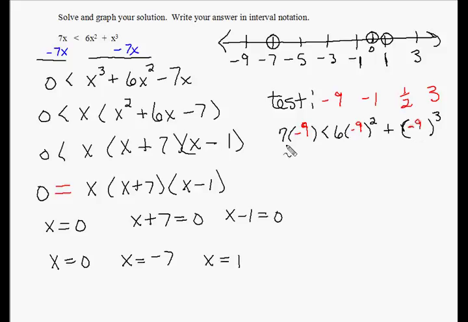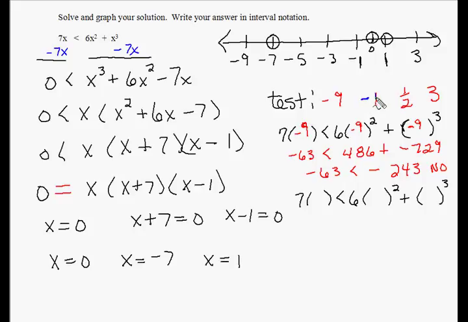Negative 9 times 7 is negative 63. Is that less than negative 9 squared is positive 81. Positive 81 times 6 is 486 plus negative 9 raised to the third power is negative 729. Simplifying that, we get negative 63 is supposed to be less than a negative 243. And a negative 63 is not less than a negative 243, so I don't want that answer.